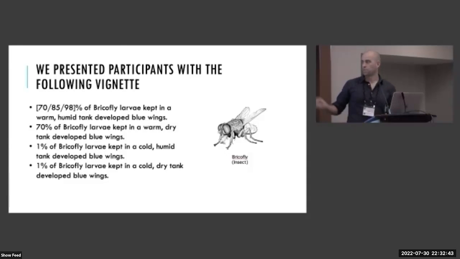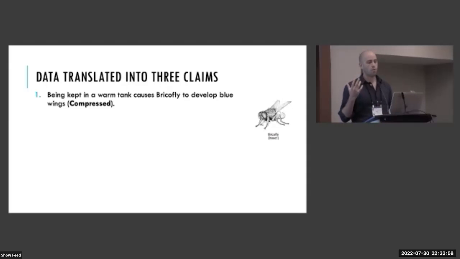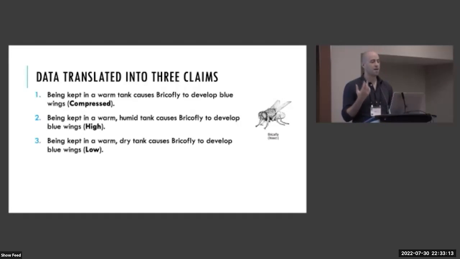So whereas before we just said, well, it's 70% or greater, now we're saying here's these three possible percentages for the case where brickafly larvae are kept in a warm, humid tank, right? These data that participants were shown were then translated into three claims. The first is being kept in a warm tank causes brickafly to develop blue wings. This is our compressed claim because it makes no mention of the humidity or dryness of the tank. Then we have this high probability, more detailed claim, being kept in a warm, humid tank causes brickafly to develop blue wings. And then we have this low probability, more detailed claim, being kept in a warm, dry tank causes brickafly to develop blue wings.